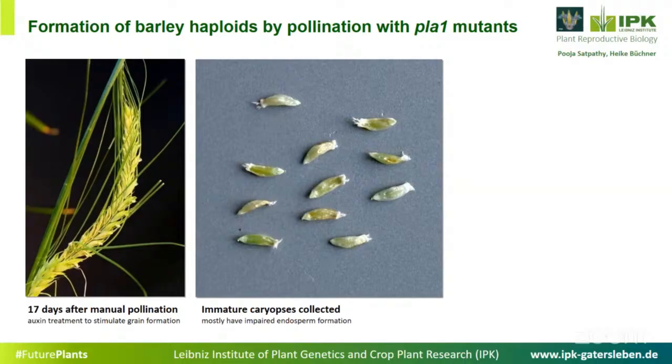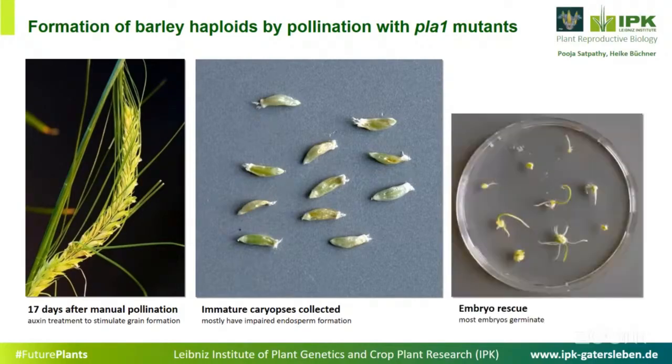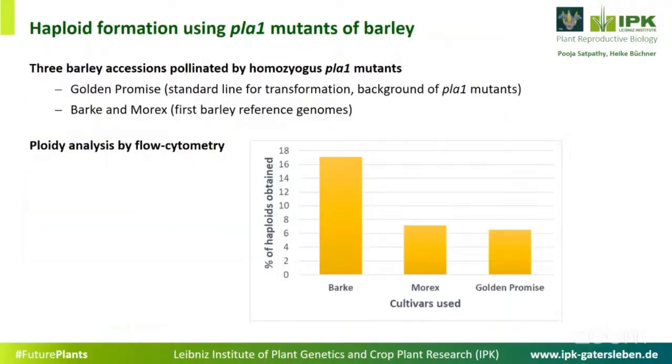And 7 days after manual pollination, it looks like this. These grains have already developed to some size. And since the endosperm is kind of handicapped, we need to rescue these embryos from the collected caryopsis at that stage. But the embryo rescue works pretty well on a suitable medium. And when we selfed these plants, we already got some haploid plants. This was indicative that the method may already work.